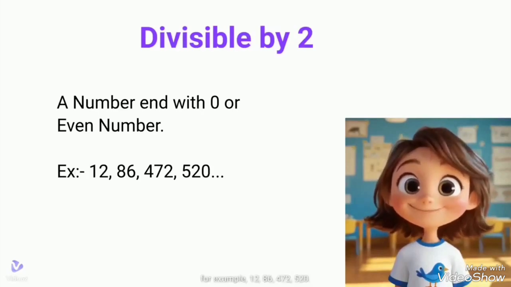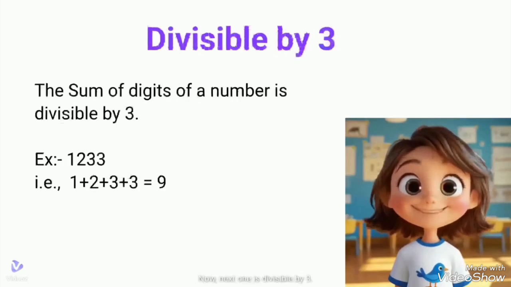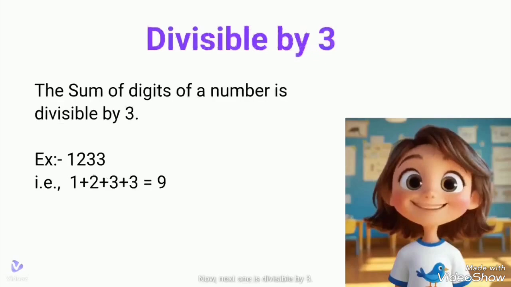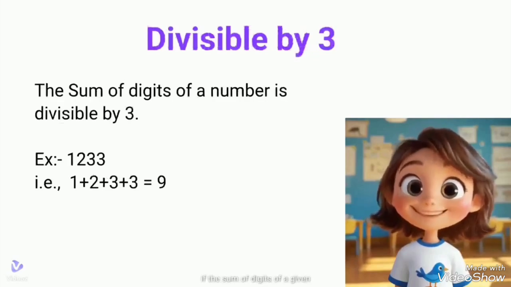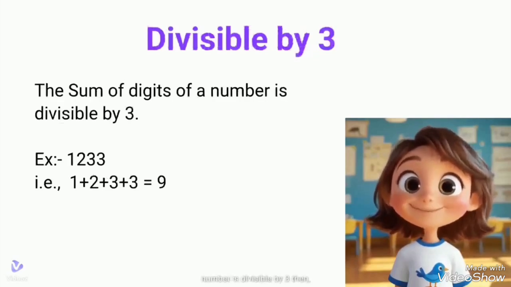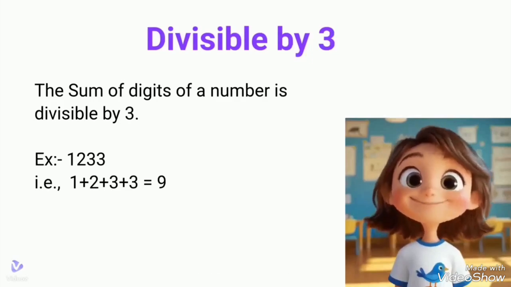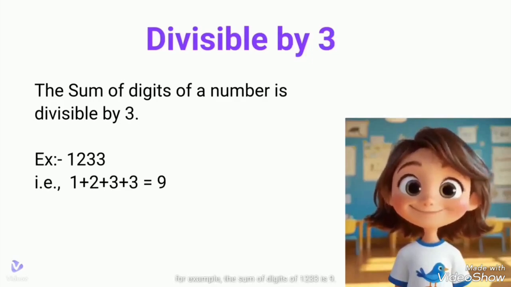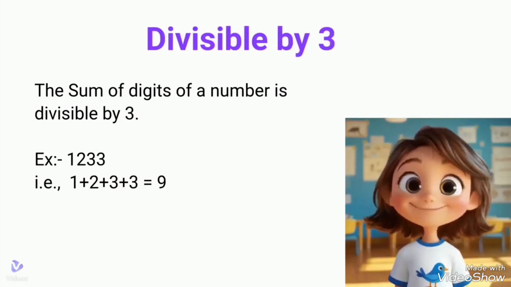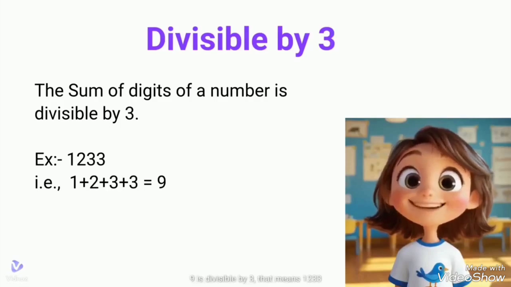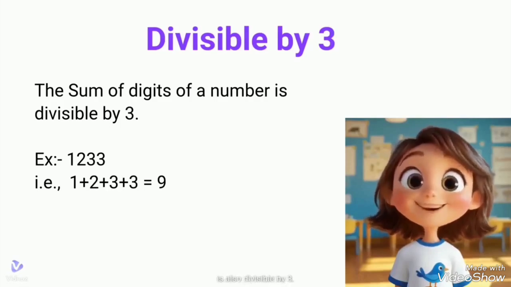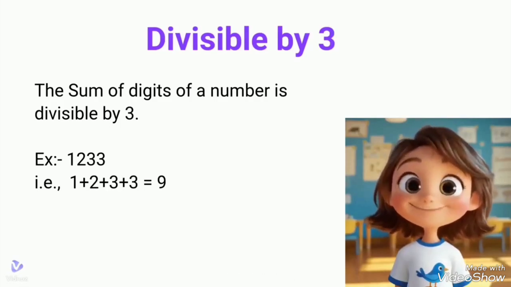For example, 12, 86, 472, 520. Now, next one is divisible by 3. If the sum of digits of a given number is divisible by 3, then that whole number is divisible by 3. For example, the sum of digits of 1233 is 9. 9 is divisible by 3, that means 1233 is also divisible by 3.